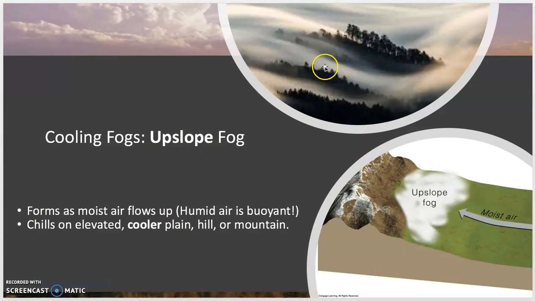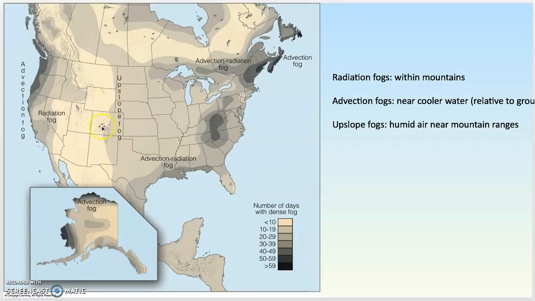We frequently see this where we have the situation of humid air and a beginning of a mountain range. Look at this. On the eastern side of the Rockies, we will have upslope fog formed from the humid air from the Gulf of Mexico that is rising and hitting the eastern slope of the Rockies. So Denver is known for its upslope fog.